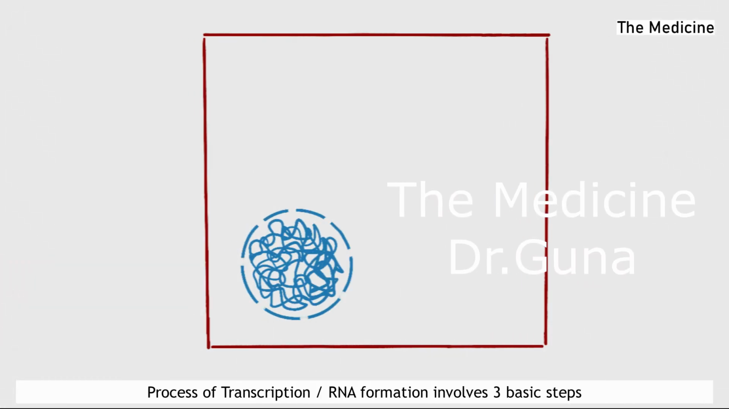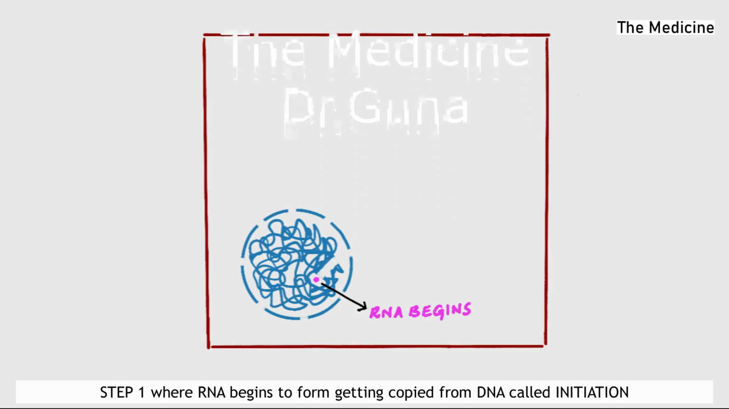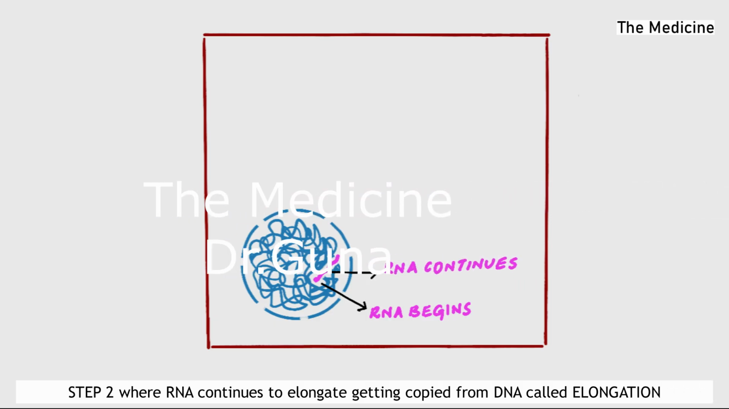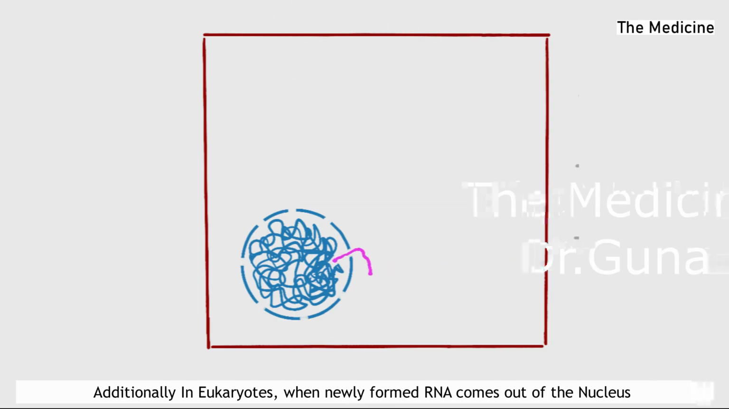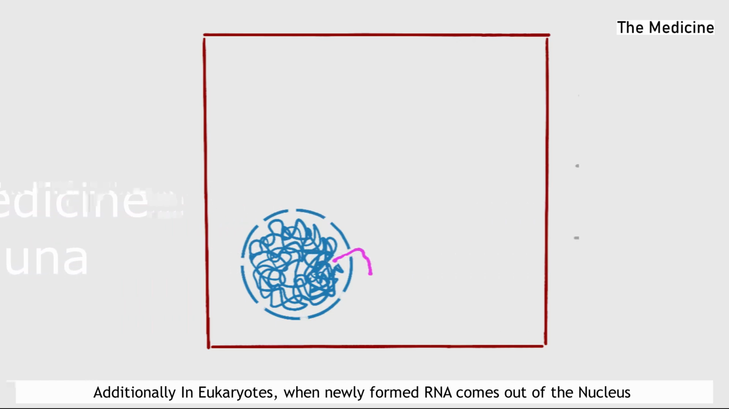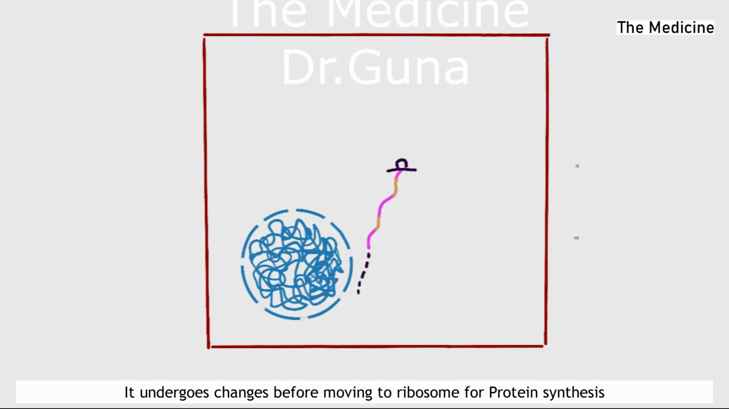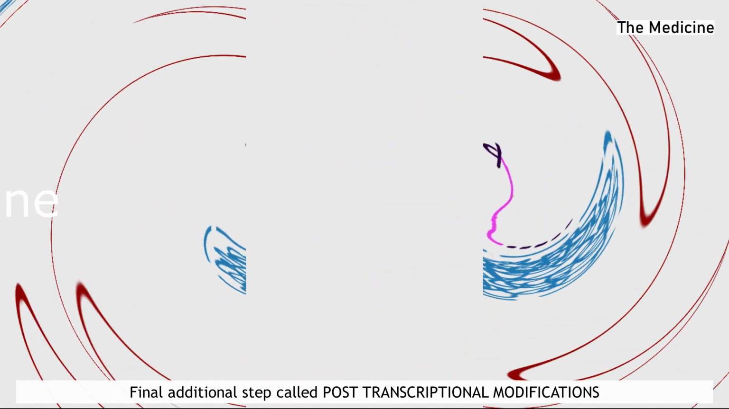The process of transcription or RNA formation involves three basic steps. Step 1, where RNA begins to form getting copied from DNA, called initiation. Step 2, where RNA continues to elongate getting copied from DNA, called elongation. And step 3, where RNA completes copying DNA and stops, called termination. Additionally, in eukaryotes, when newly formed RNA comes out of the nucleus, it undergoes changes before moving to ribosome for protein synthesis. This final additional step is called post-transcriptional modifications.